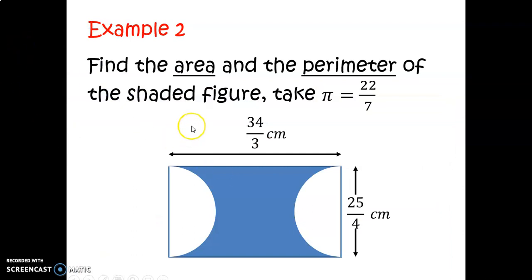Now what we're going to do is to find the perimeter of the shaded figure, taking into account that the area was already found in the previous video that I sent you. Now we have the length and the height, and this is going to be really valuable information for finding the perimeter. So let's get started.